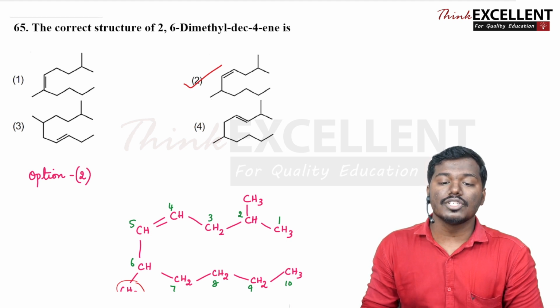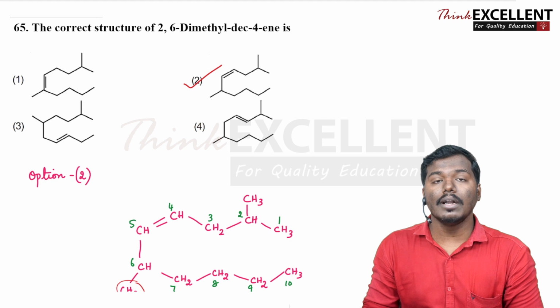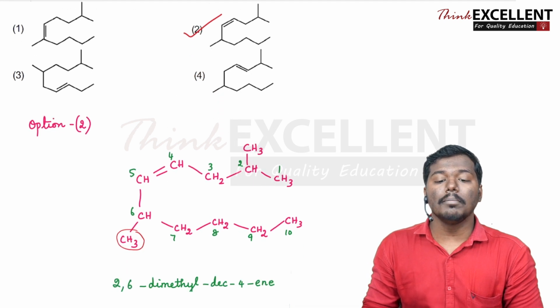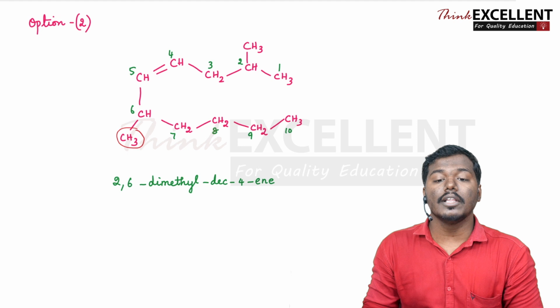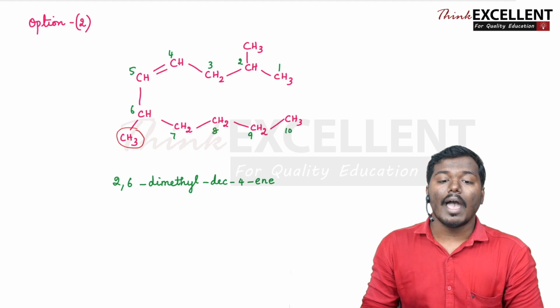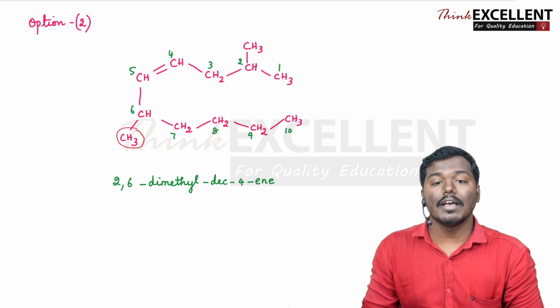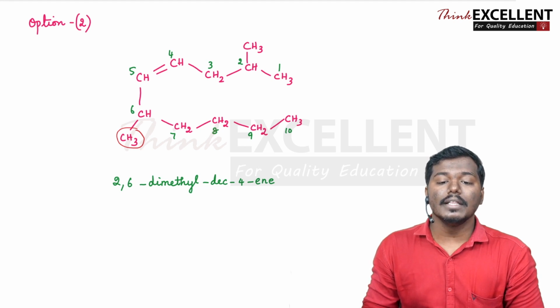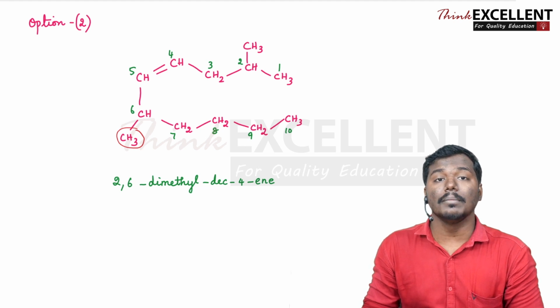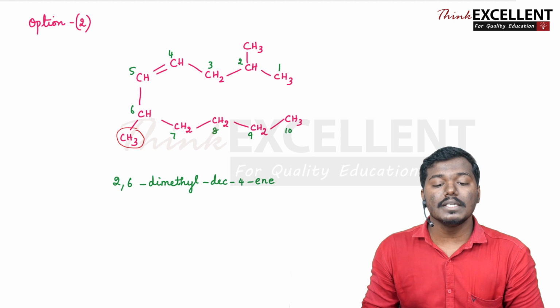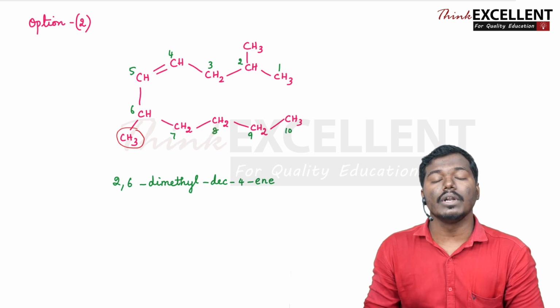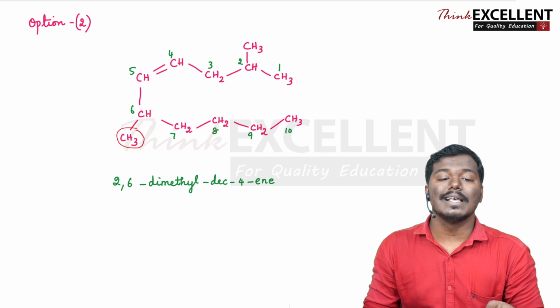So when you take the second structure, you can see that they are given in the bond line structure. In the complete molecular formula you can see the long chain starting from this carbon, which has 10 carbon atoms, right? So it is dec, and in the fourth position you can see the carbon-carbon double bond. So it is dec-4-ene, and in the second position as well as in the sixth position you can see the methyl group. So 2,6 dimethyl dec-4-ene is the correct structure for this second one.